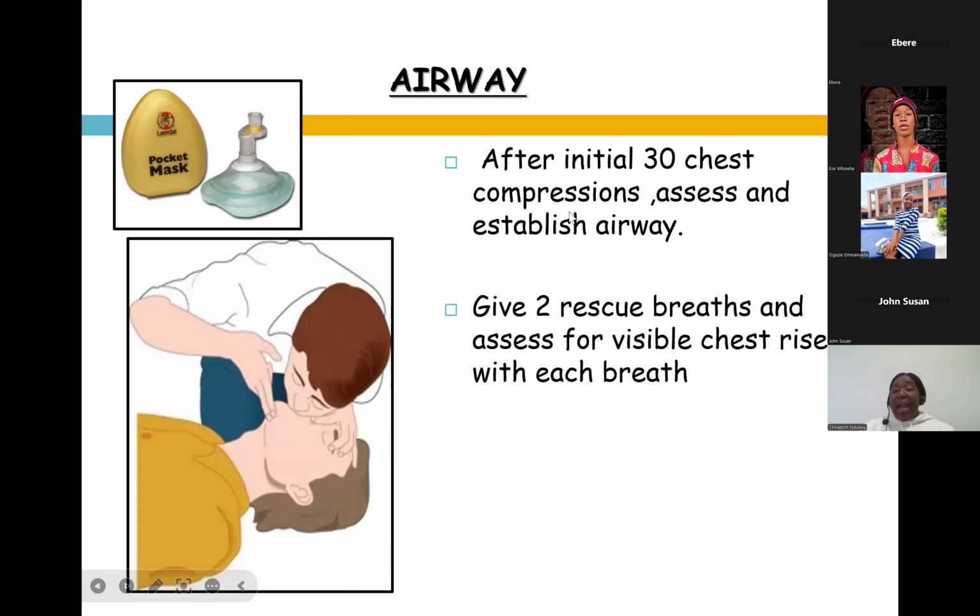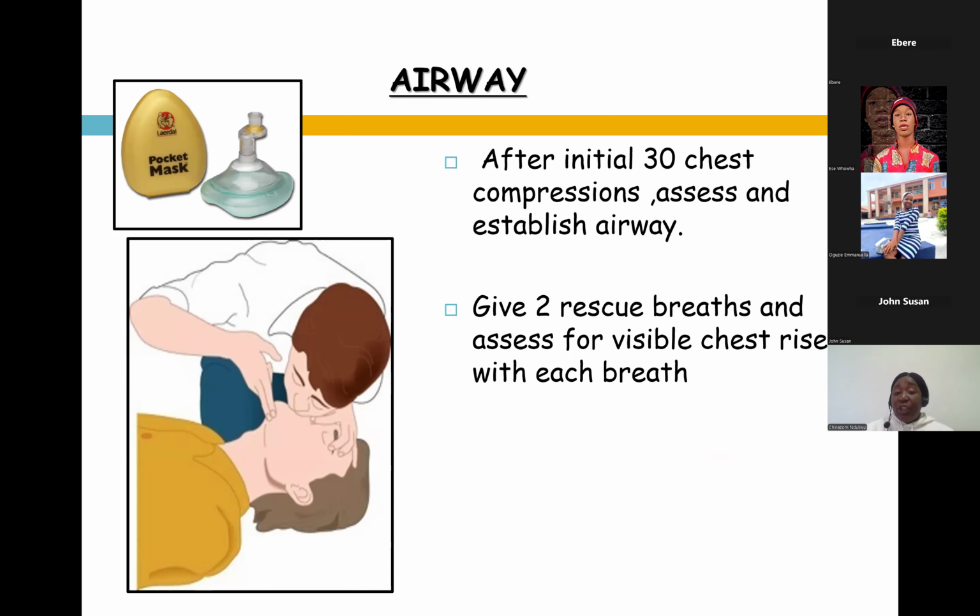So for the airway, after the initial 30 chest compressions, you can assess the airway and see if there is any headway. For some people, before you even get to the 30 chest compressions, the person would have started breathing. If the person has started breathing, you don't need to give the rescue breaths again, because natural breathing is better than the artificial one, we all know. So after the 30 compressions, assess the airway, assess the breathing and see if the person actually needs it.